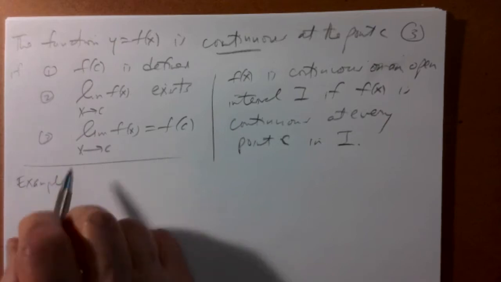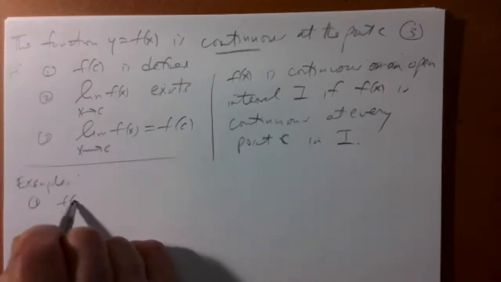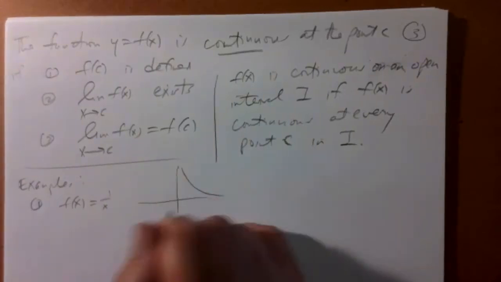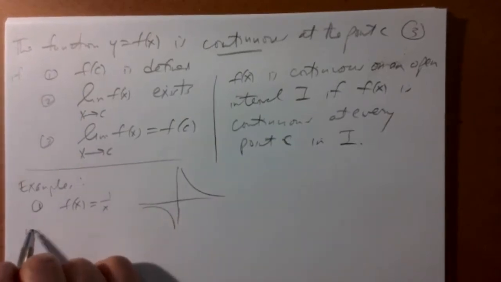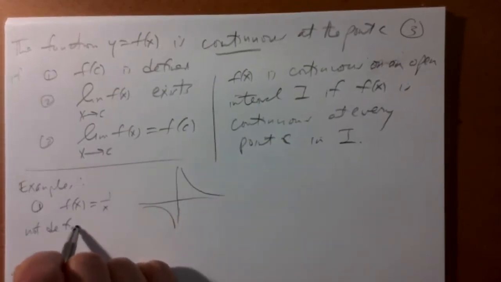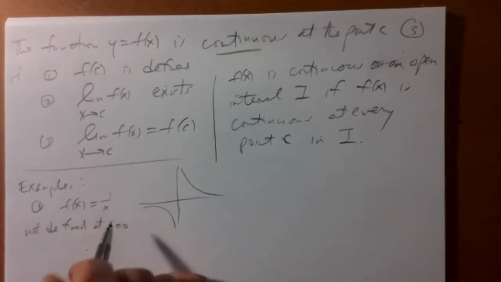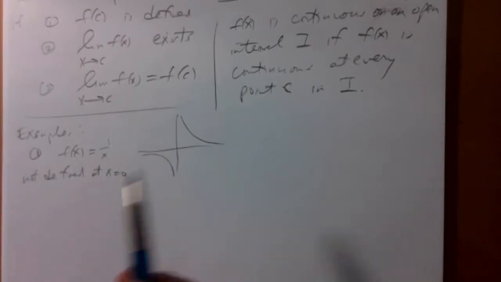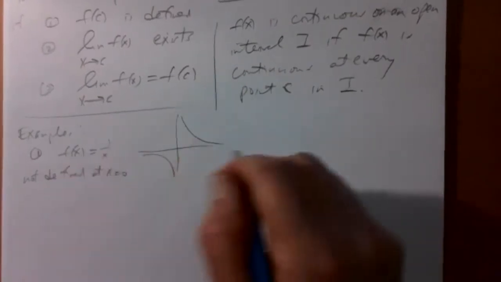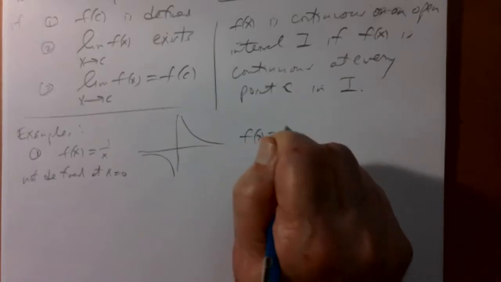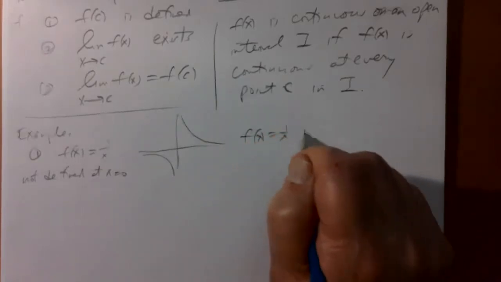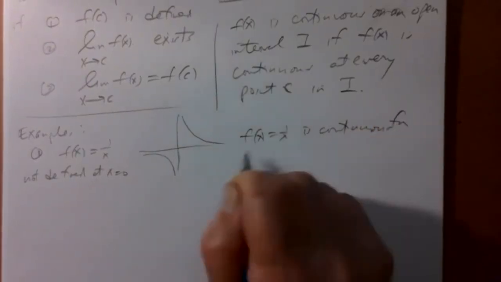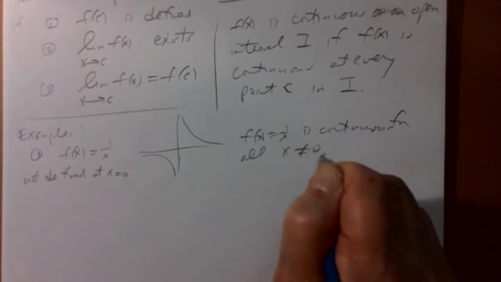So let's look at some examples. What about the nice function f of x equals 1 over x? That's the graph of the function. This function is not defined at x equals 0. I mean, you can't take 1 over 0. But this function, f of x equals 1 over x, is continuous for all x not zero.